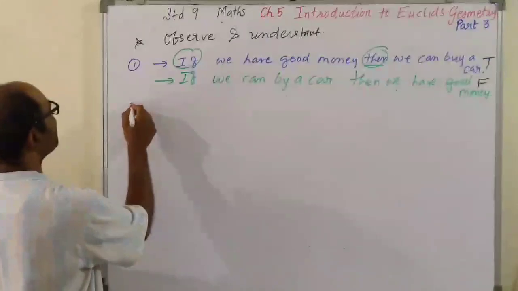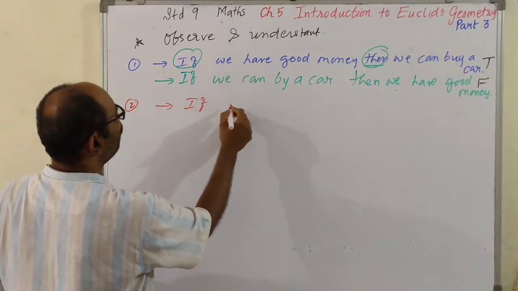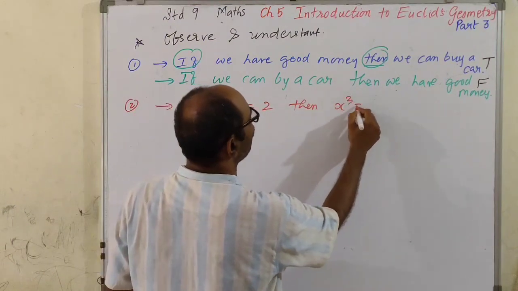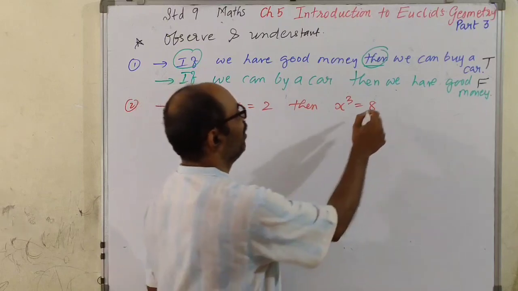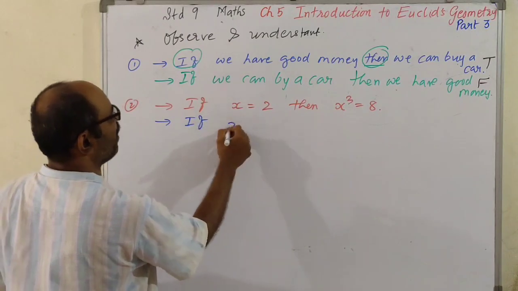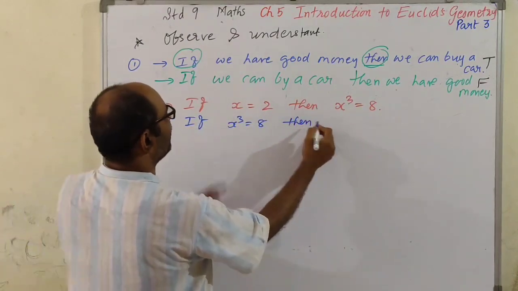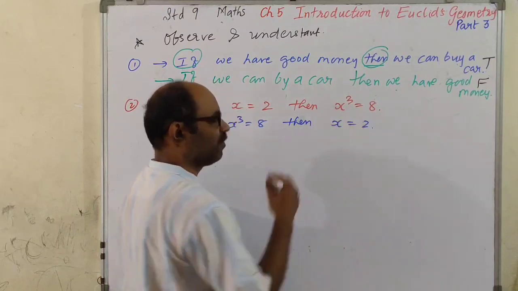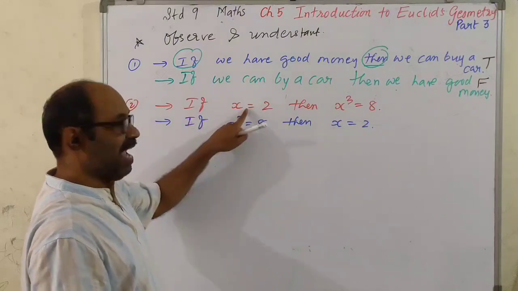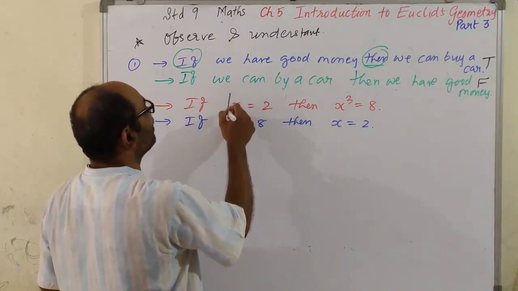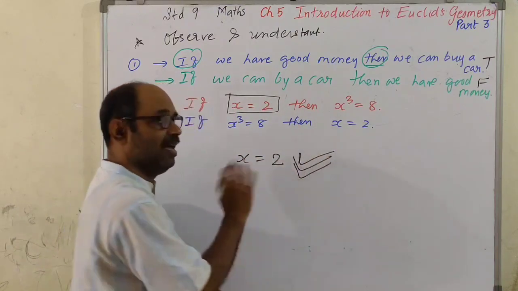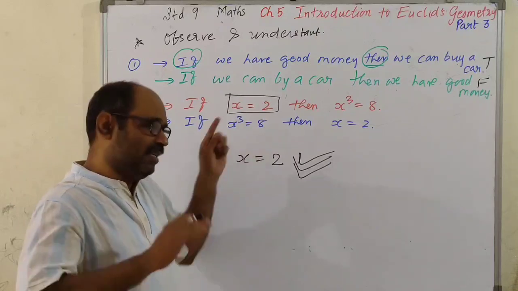Okay. Second, if x is equal to 2, then x cube is equal to 8. Alright. First let us write its converse. If x cube is equal to 8, then x is equal to 2. Now think of its truthfulness. If x is equal to 2, you can't change this. X is equal to 2. That is true. X equal to 2.